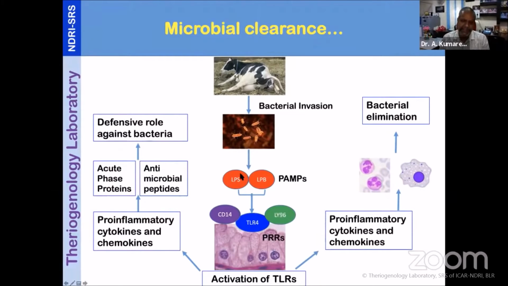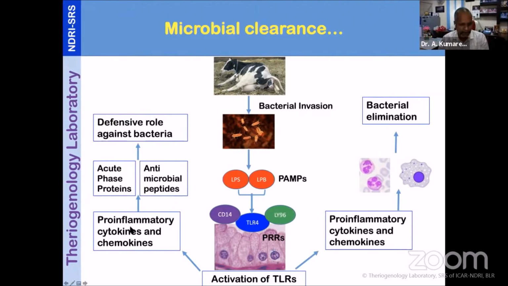This lipopolysaccharide is secreted by the bacteria, in a bound form with LPS binding protein, and it is recognized by the TLRs. They are the pattern recognition receptors. Patterns are there in the bacteria and pattern recognition receptors are in the endometrium. Once they recognize this, the TLR gets activated. Very simply, once the TLR is activated, pro-inflammatory cytokines and chemokines are produced, and as you know very well, they attract more neutrophils inside the uterus. Then they kill all the bacteria and clear off the infection.